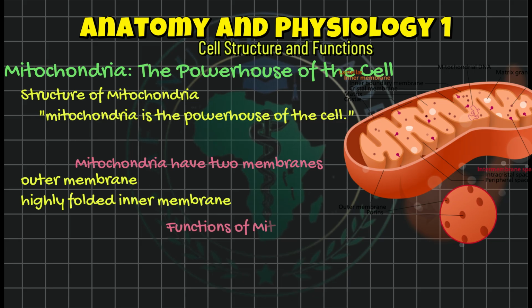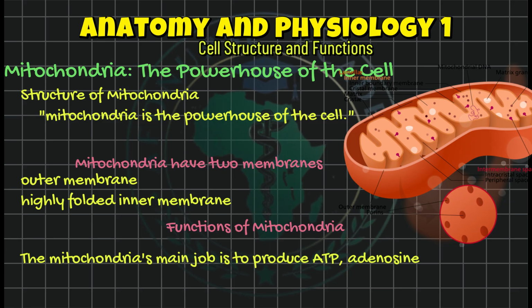Functions of mitochondria. The mitochondria's main job is to produce ATP, adenosine triphosphate. ATP is the energy currency of the cell. Almost every process that requires energy uses ATP.